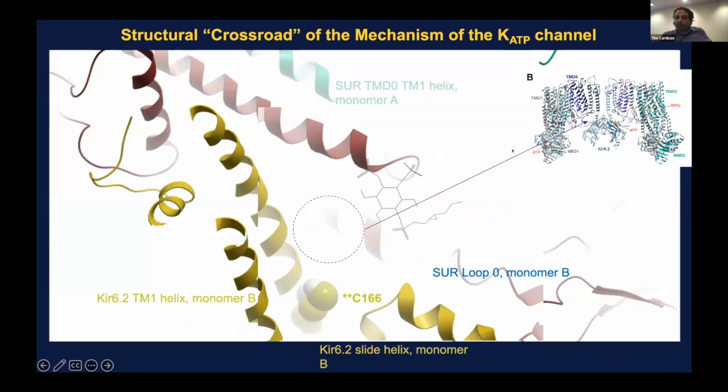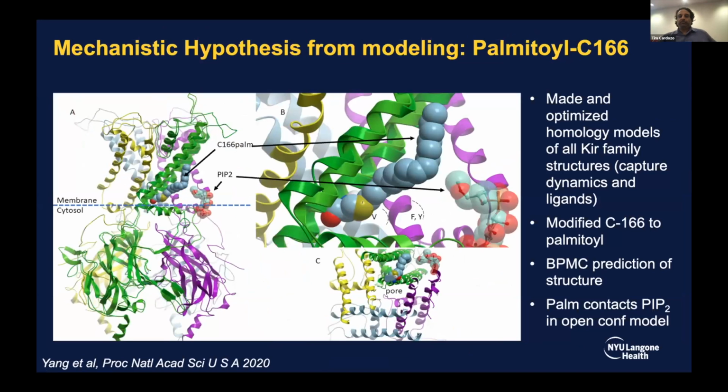And I would point out that this particular area here, which is at the cytoplasmic domain and near the transmembrane helices of the channel, but also contacting loops from the SUR subunit, is kind of a structural crossroads of the channel. This is where PIP2 binds. And this is also where C166 is. So we suspected that this is the location where palmitylation is having its effect.